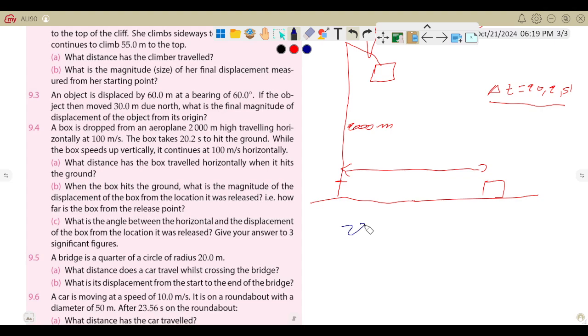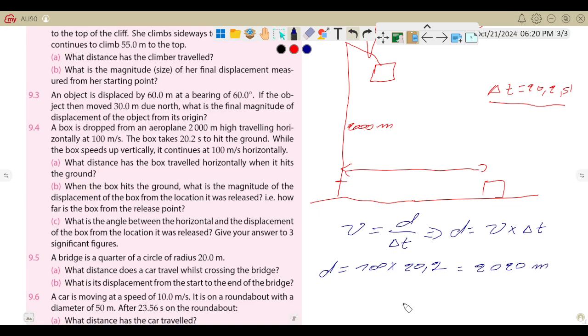How do we define speed in general? It's distance divided by time, right? It took 20.2 seconds and the speed was 100 meters per second. From this equation, we can get the distance. The d would be v times delta t. Just plug in the values: d would be 100 times 20.2. That would be 2020 meter. This distance is 2020 meter.